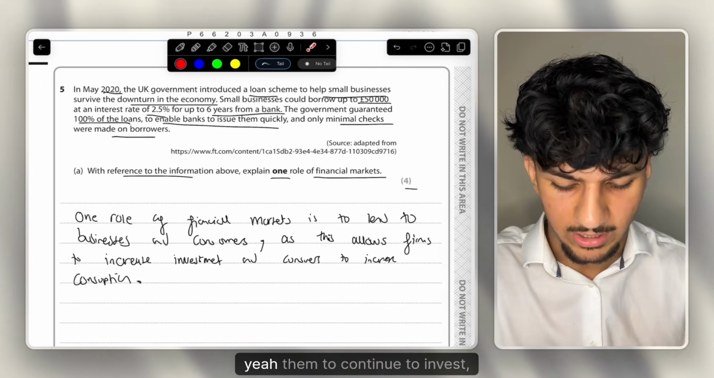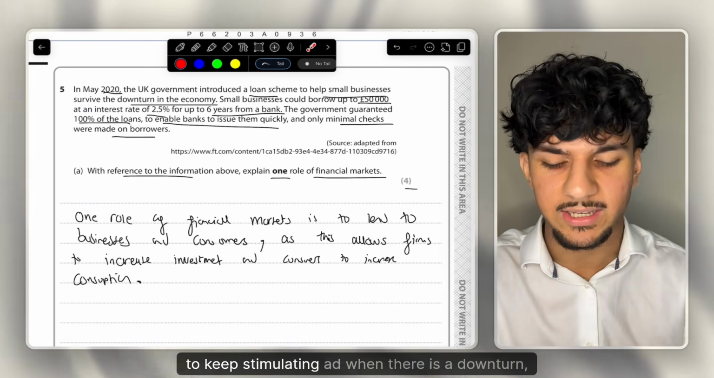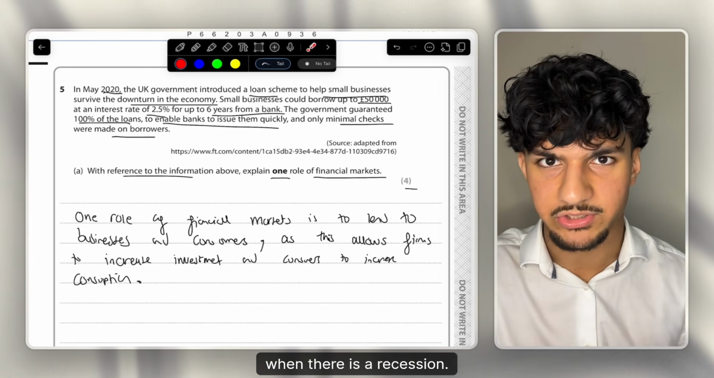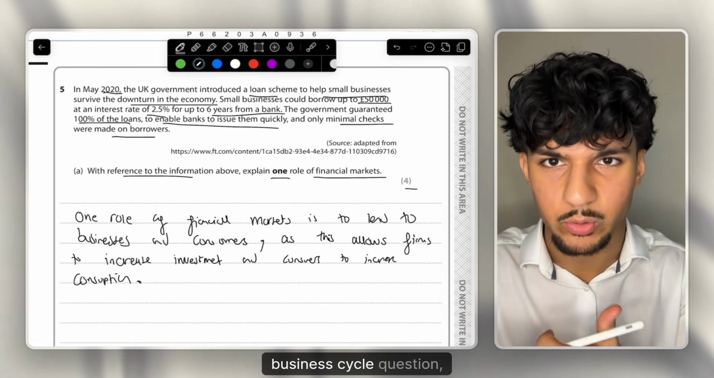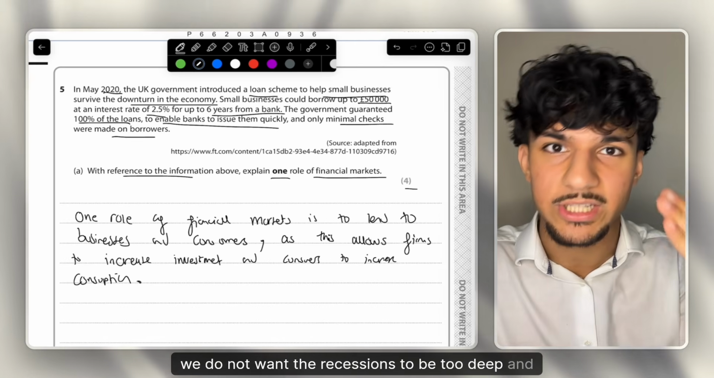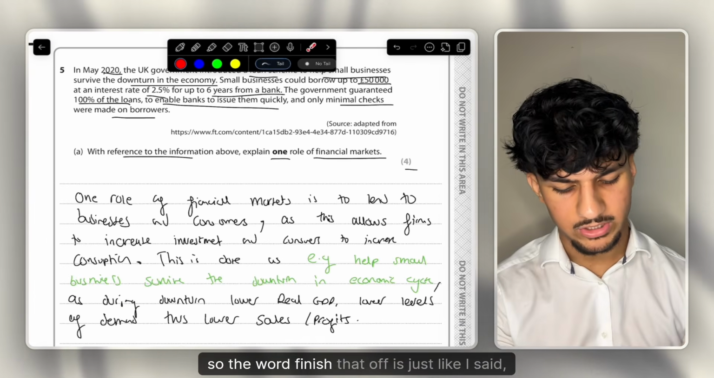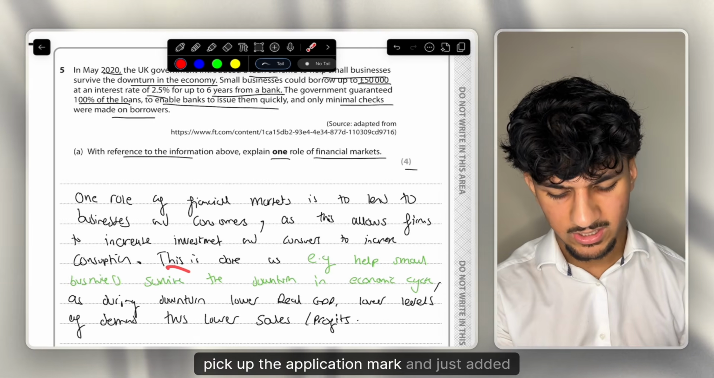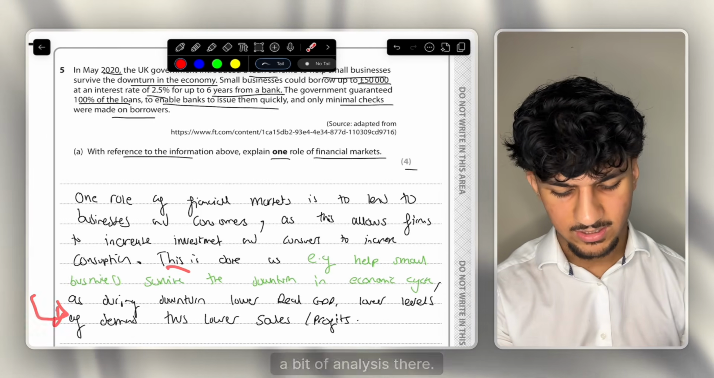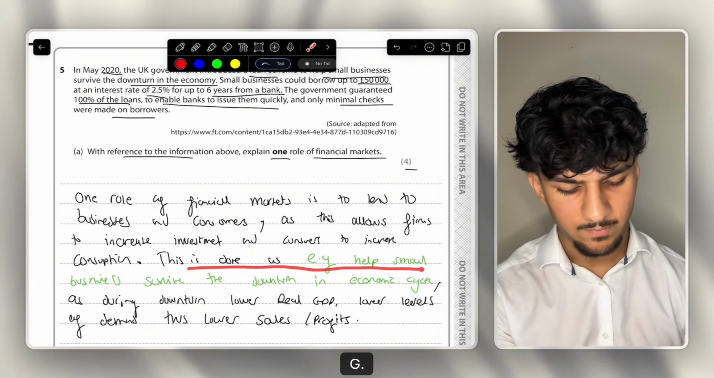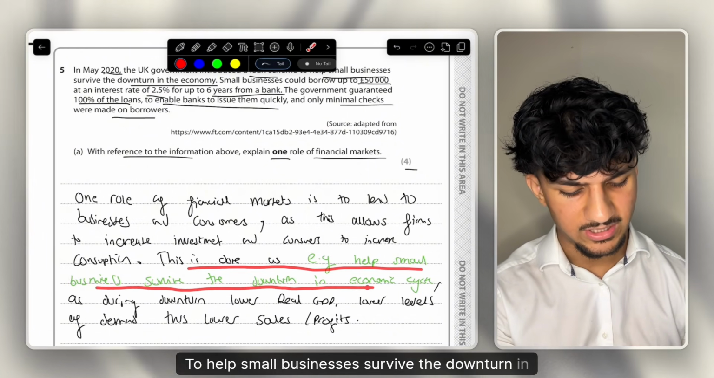We want them to continue to invest to keep stimulating AD when there is a downturn, when there is a recession. Just like with the previous business cycle question, we do not want the recession to be too deep, and we want to reduce the fluctuations in that business cycle. So the way to finish that off is to pick up the application mark and add a bit of analysis. This is done as, for example, to help small businesses survive the downturn in the economic cycle.